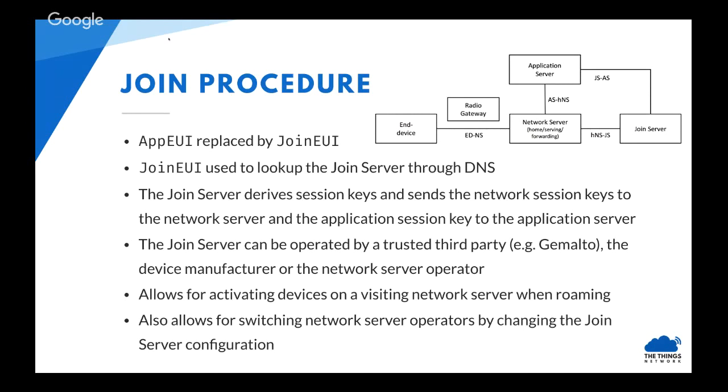So what basically happens is that if a network server sees a join request message, it looks up the join server with the JoinEUI in a hostname. And then the join server is responsible for deriving the session keys. And so the NwkKey and the AppKey, the shared secret keys, are only in the join server. The join server derives the session keys and sends them to the application server and to the network server, as you see on the top right. The relation between the join server and the application server and network server.